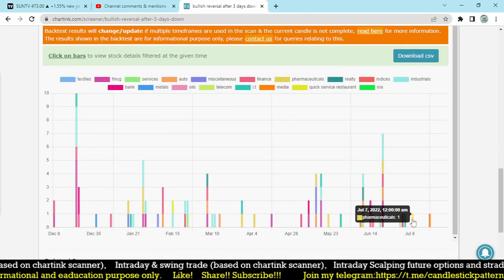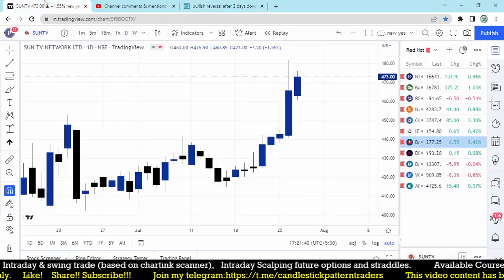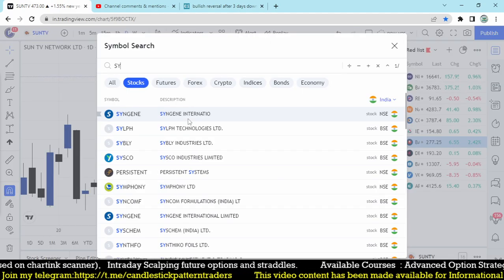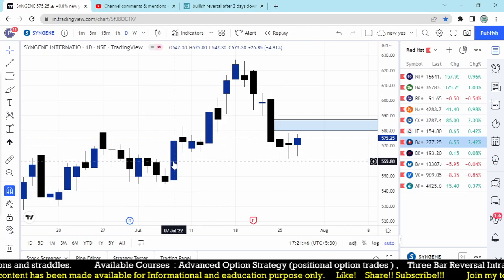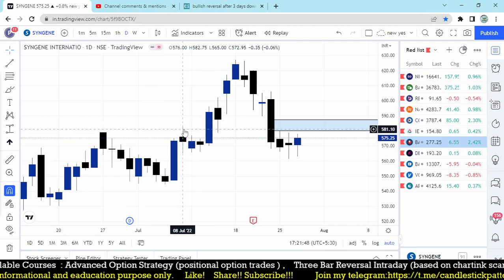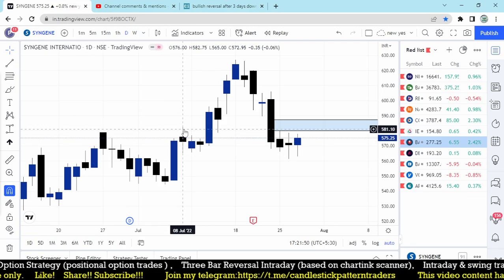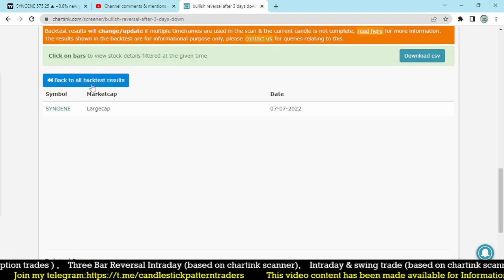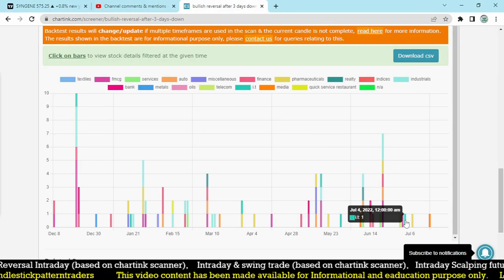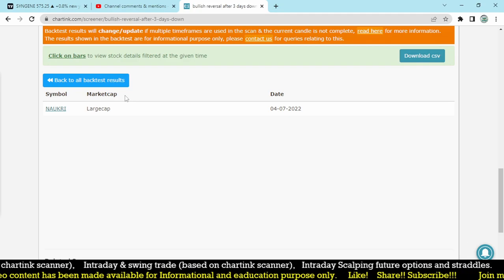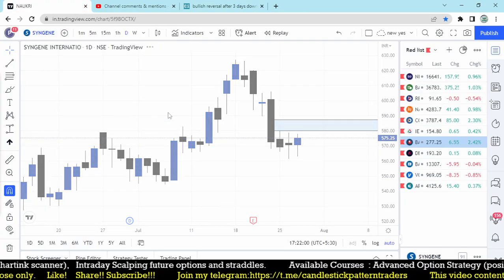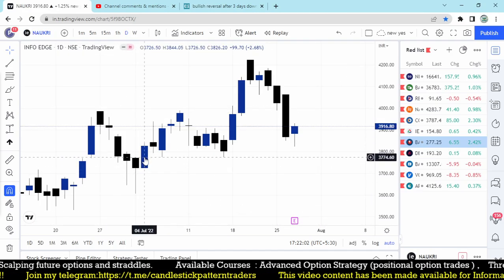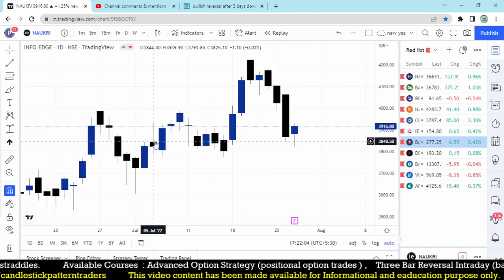A few days back, July 7th is Sinjin. Let's go check it out. July 7th, I think that also works good. Great. Maybe not get Naukri 47. Info Edge 47, maybe this looks good again.